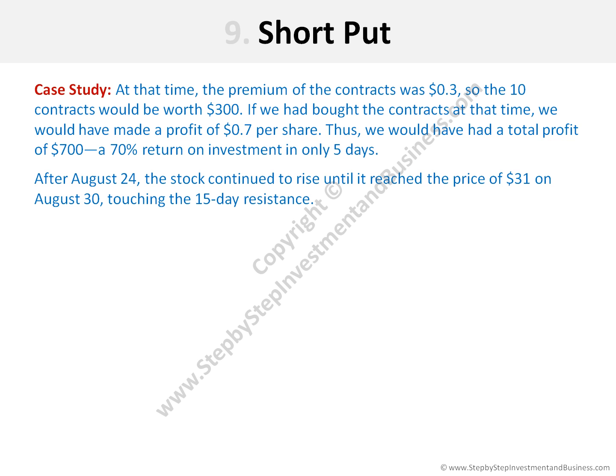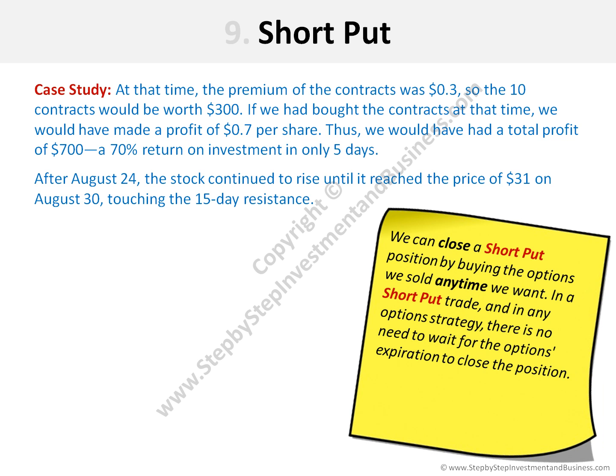After August 24, the stock continued to rise until it reached the price of $31 on August 30, touching the 15-day resistance. It is important to mention that we can close a short put position by buying the options we sold anytime we want. In a short put trade, and in any options strategy, there is no need to wait for the option's expiration to close the position.